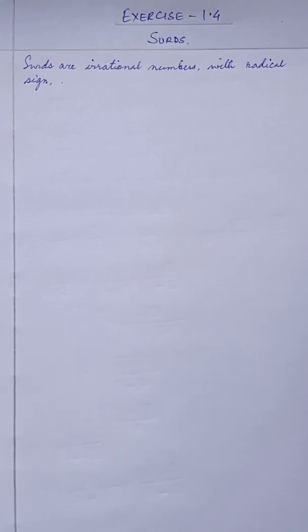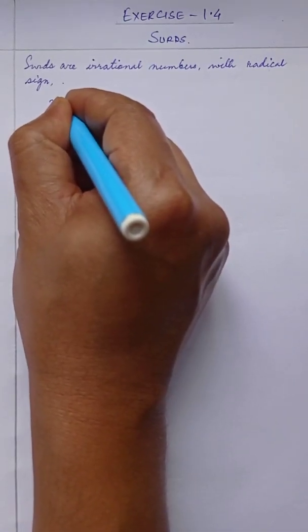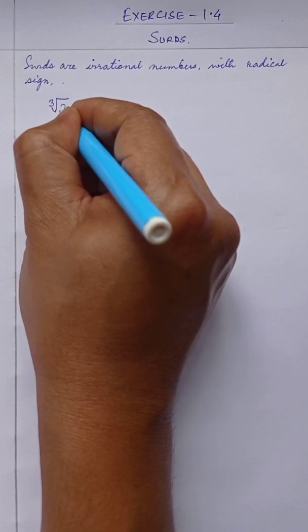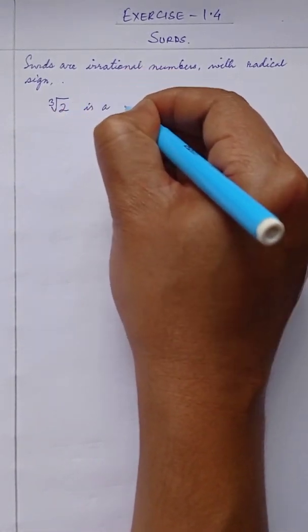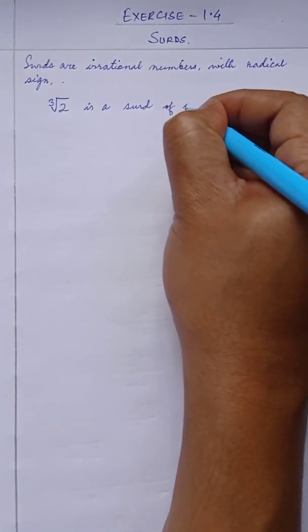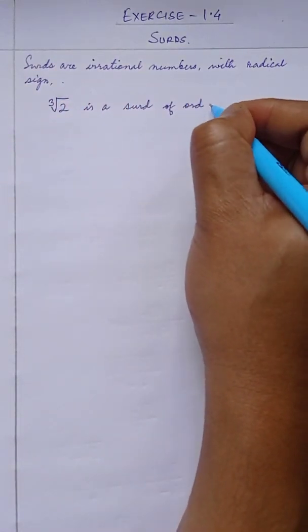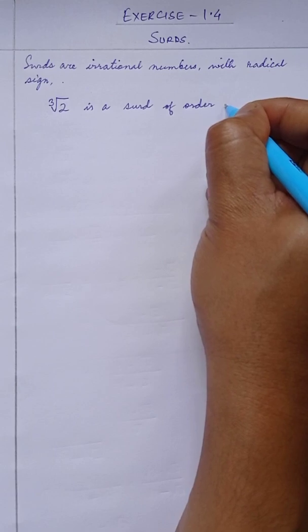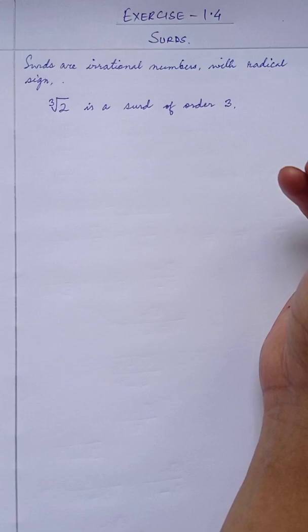They cannot be simplified. For example, if I say cube root of 2, this is a surd because we cannot simplify it. And the number outside the root, a small 3 here, is called the order of the surd. Cube root of 2 is a surd because it cannot be simplified.